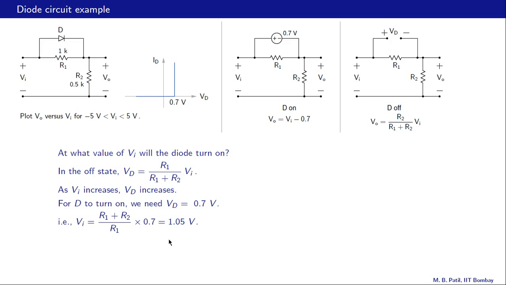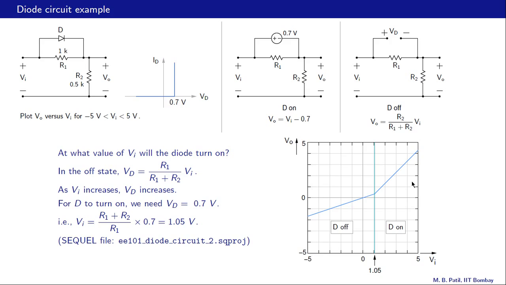Alright, we now have the complete picture. If Vi is greater than 1.05 volts, then the diode conducts and VO is given by Vi minus 0.7 volts. If Vi is less than 1.05 volts, the diode does not conduct and VO is given by this expression here. And now we can put all of these things together and plot VO as a function of Vi as shown over here. So this is the region Vi greater than 1.05 in which the diode is on, and in this region the diode is off.